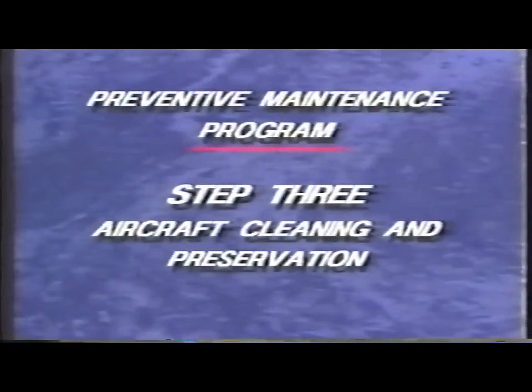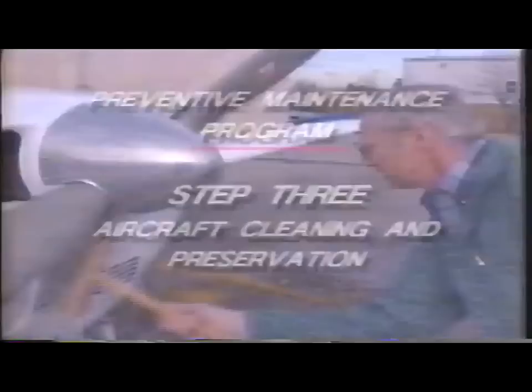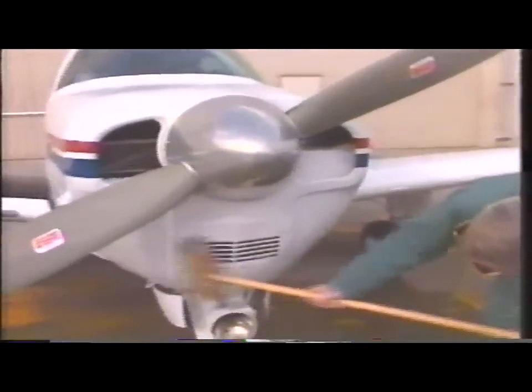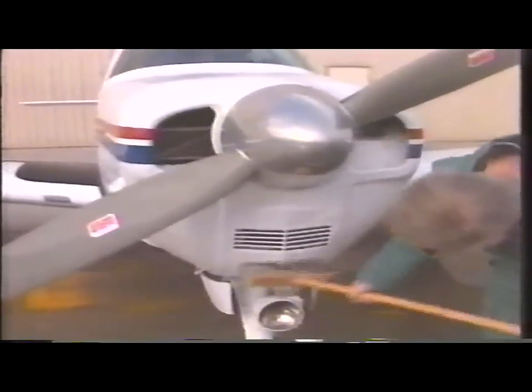Thorough cleaning and application of corrosion prevention compounds on a regular basis is the third step in preventing corrosion on your aircraft. The aircraft kept outside should be cleaned at least once every month, or more frequently if located in a severe corrosion environment.